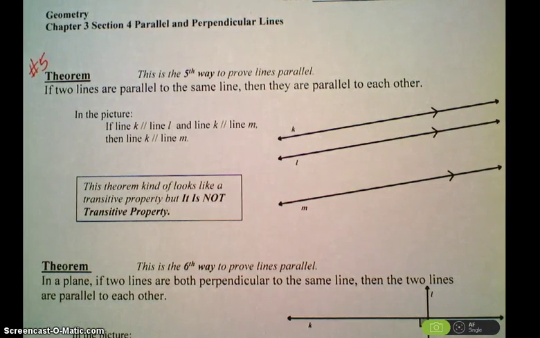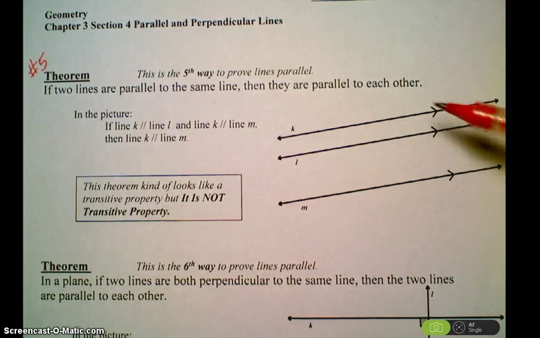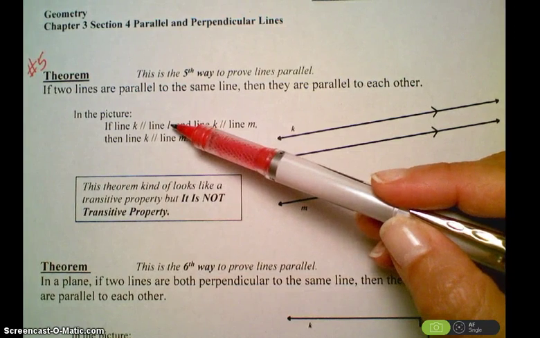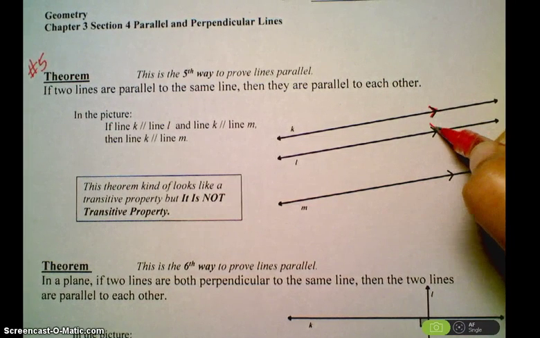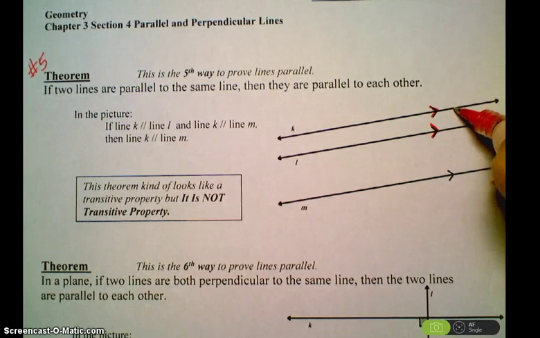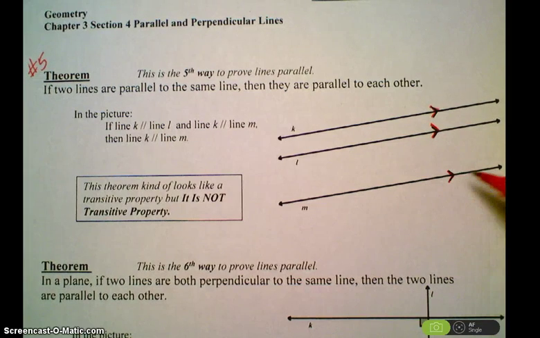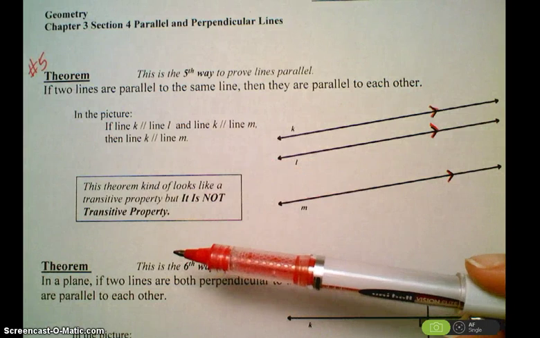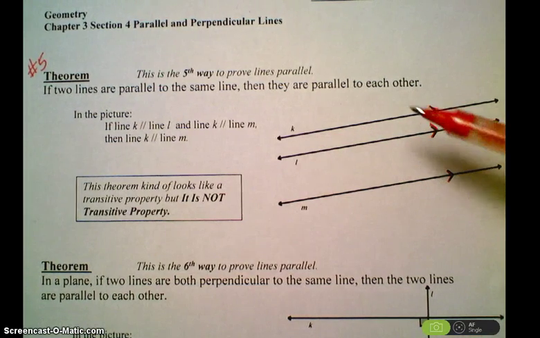So, if 2 lines are parallel to the same line, then they are parallel to each other. Notice, I know from the givens and the hypotheses, if line K is parallel to line L, and I also know that line K is parallel to line M, then I'm guaranteed that L and M must also be parallel to each other. Okay, so I do want to put one caveat on this, that actually, no, we're good to go. So anyway, keep this in mind.